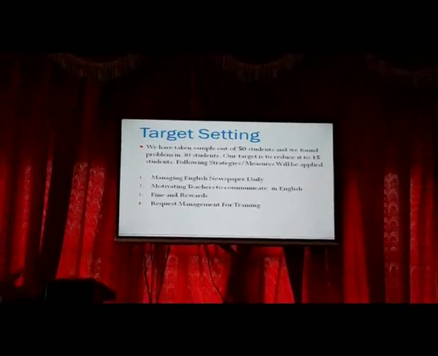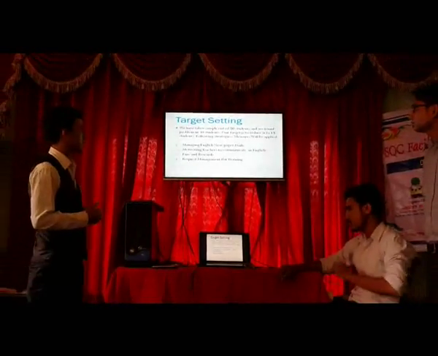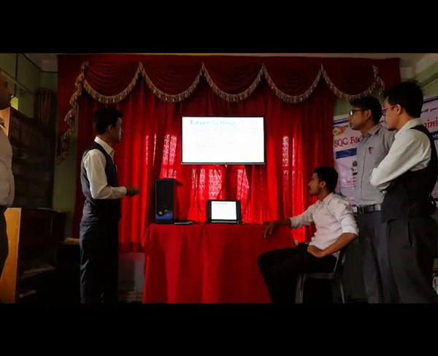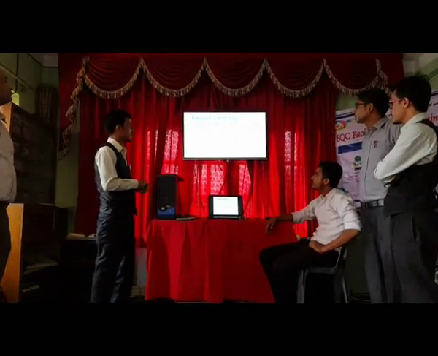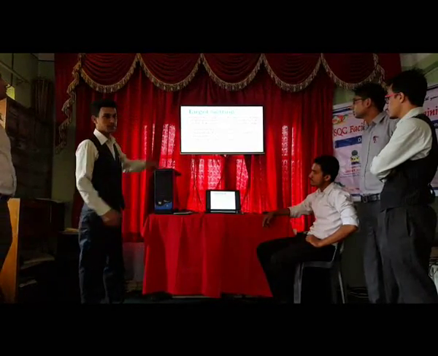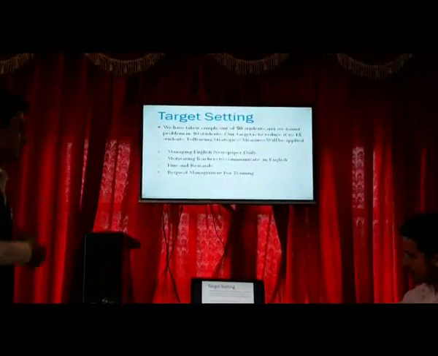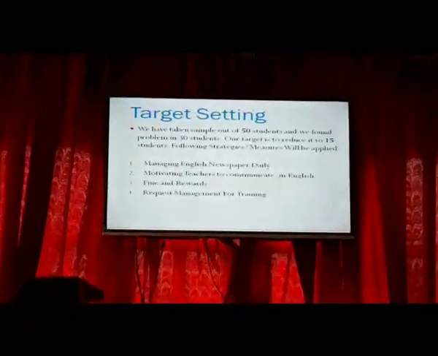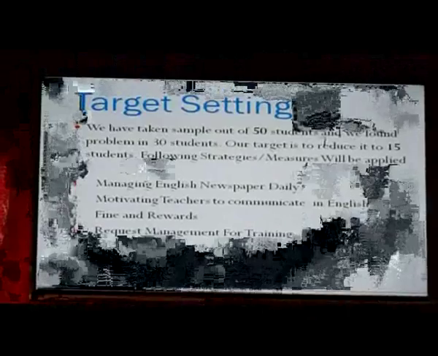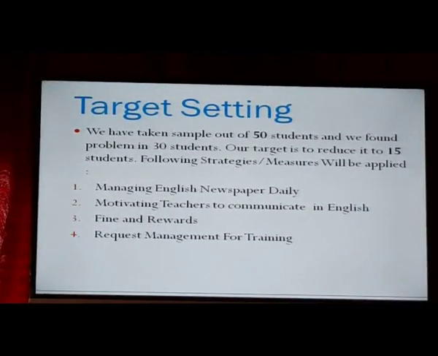Okay, then after we set our target to reduce the problems, to minimize the problems, so we have taken a sample of 15 students out of 50 students, and we found problems among 30. Our target is to reduce it to 15 students. So following methods will be taken. First one is managing English newspapers daily, so that they can read, and they can know the pronunciation exactly. Motivating teachers to communicate in English. Fine and rewards, penalty and rewards, and request management for training to enhance capacity.